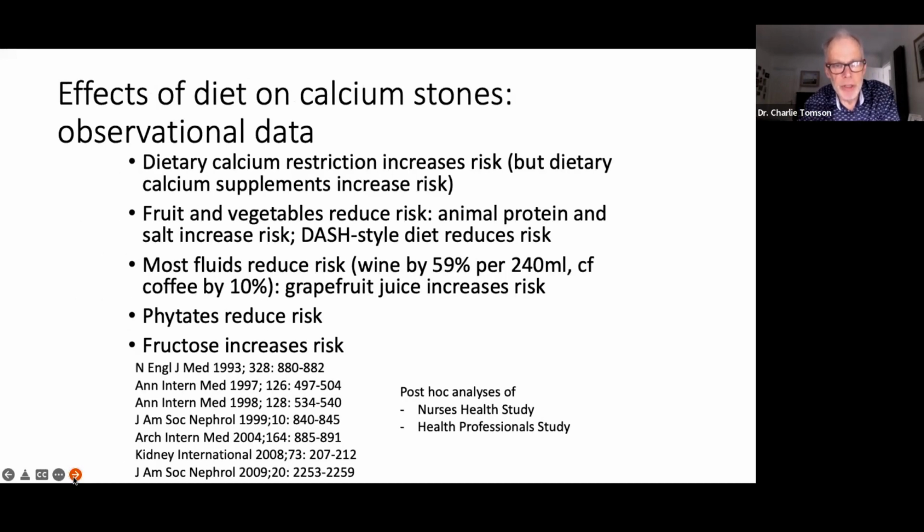These are the epidemiological data from which I've drawn most of those risk factors, and they're all post hoc analyses of the longitudinal studies of nurses and health professionals, so mostly women in the first study and mostly men in the second, mostly done by a chap called Gary Curhan from Boston.